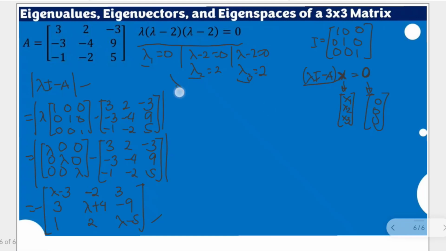So the first one is to use this expression and substitute 0 as our eigenvalue. So you will have here 0 minus 3, negative 3, negative 2, 3, 3, 0 plus 4 is 4, negative 9, you will have here 1, 2, and negative 5, to be multiplied by x sub 1, x sub 2, and x sub 3, as mentioned here, and equated to the 0 vector of R3.